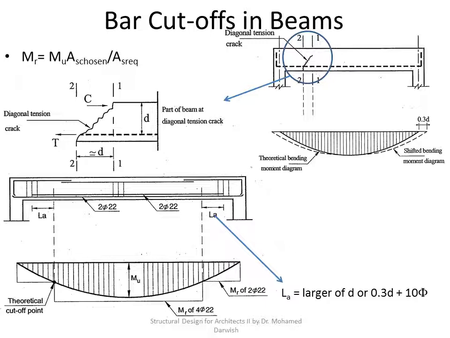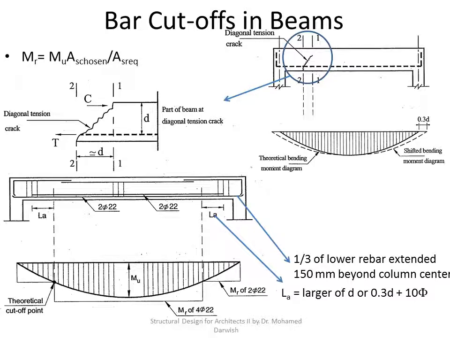Why is that? Because this bending moment diagram could change depending on the load, the support conditions, the partial fixation you are talking about, and a lot of other things. This LA is the larger of D, or 0.3 D plus 10 phi. And over this distance, the lower reinforcement should always continue. At least 1/3 of the lower bar should be extended along the dimension, even 150 millimeters beyond the column center.